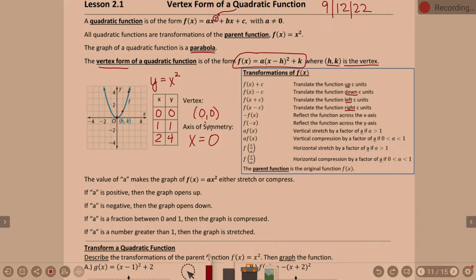We won't talk about horizontal stretch or compress in this lesson. I just left them on the chart because I didn't want to change the chart. I want you guys to have all the information.